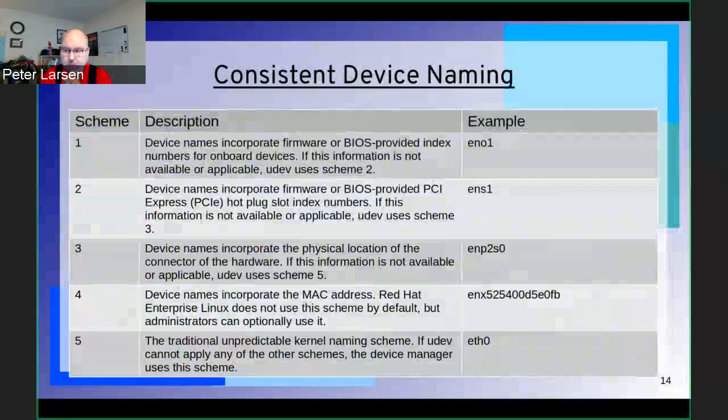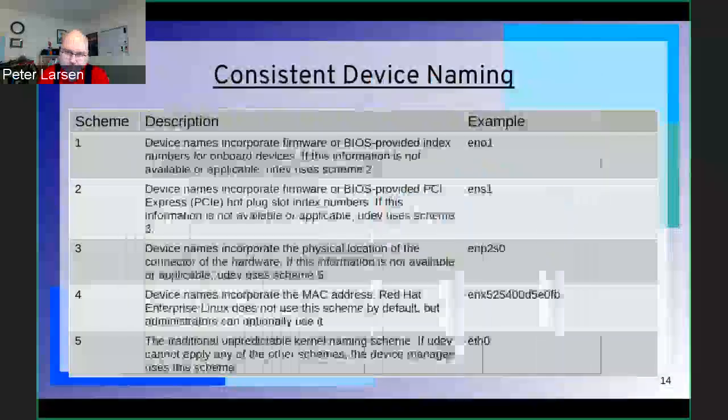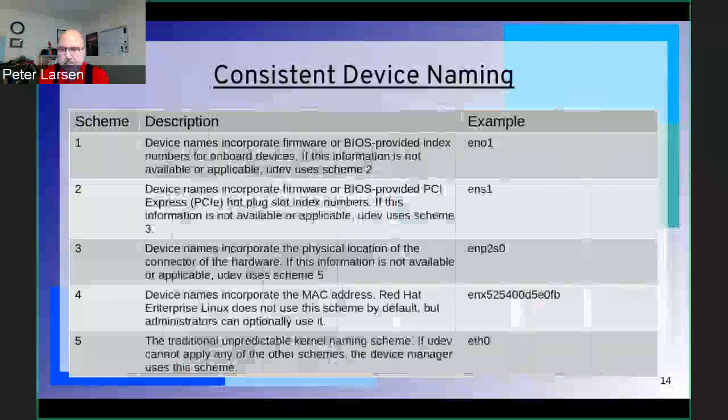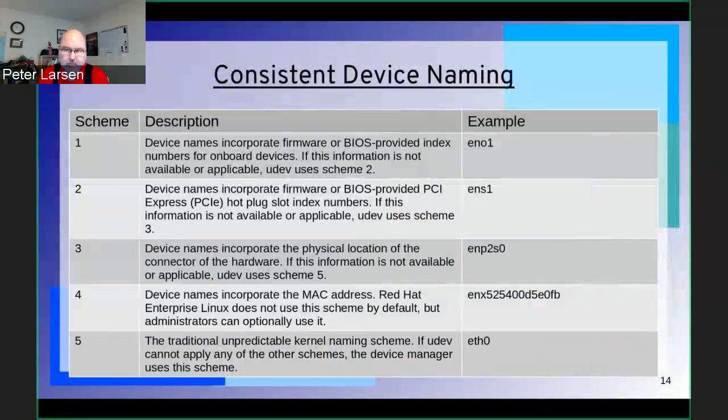So how does it figure out what to call them? Well, it goes to a priority list or a scheme number here to figure out which one to pick. If it can, it will look at what the firmware provides. If it can't do that, it will take a look at PCI Express or something else. And if it can't do that, it will basically jump from one to another, to another, if it's allowed to do this. But you can disable each of these levels, and you can see number four, for instance, all of a sudden now we have the MAC address. That looks awful, but it certainly won't change.